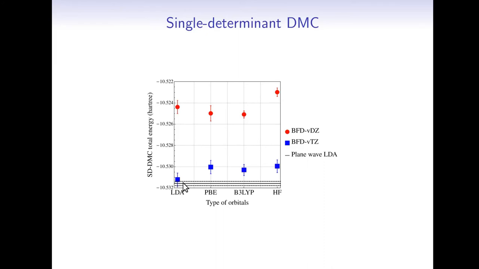And here on the bottom, we made a calculation using DFT with plane waves, with a huge number of plane waves, at the LDA level. And you see that we get the same energy here, and you see that the others are not so far. So it means that, let's say, at the triple zeta level, we should have a reasonable basis set.